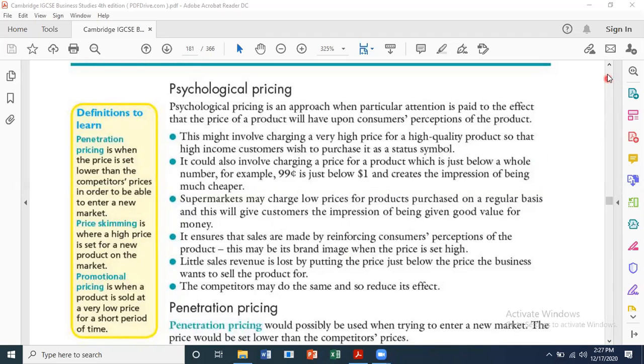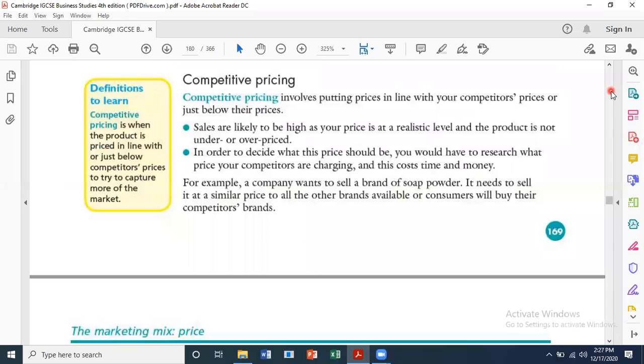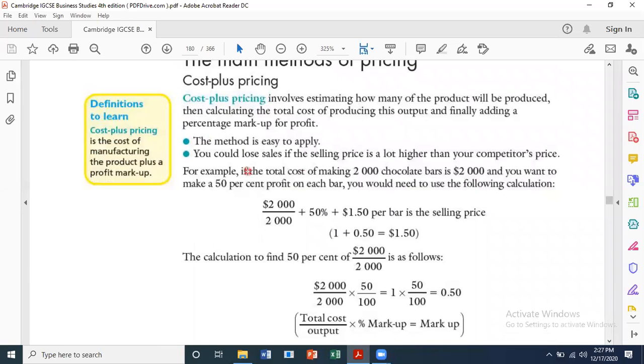Due to the technical issue, I'm going to repeat both points again, competitive and cost plus pricing. Cost plus pricing involves estimating how many of the products will be produced and calculating the total cost of producing this output, and finally adding a percentage markup for profit. The method is easy to apply. You could lose sales if the selling price is a lot higher than your competitor's price.